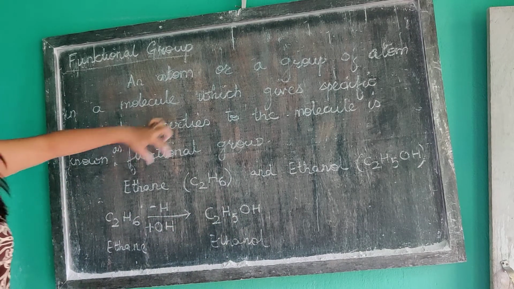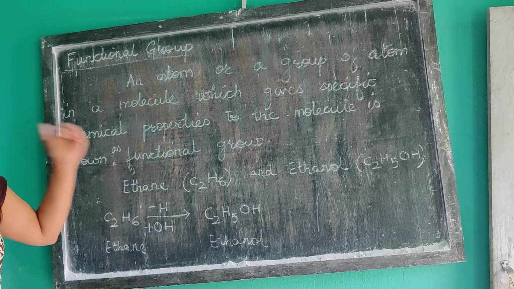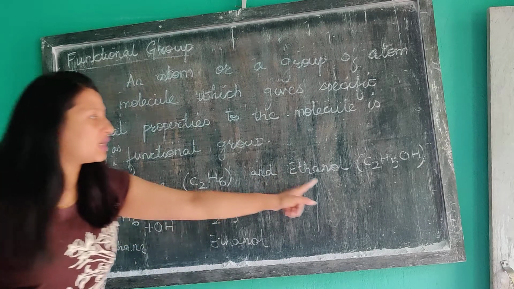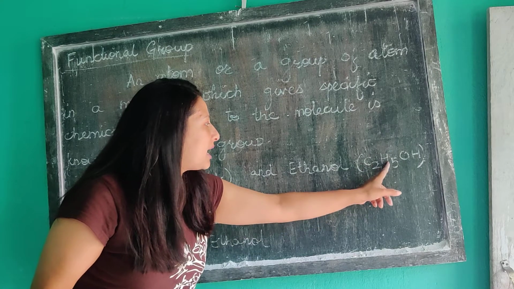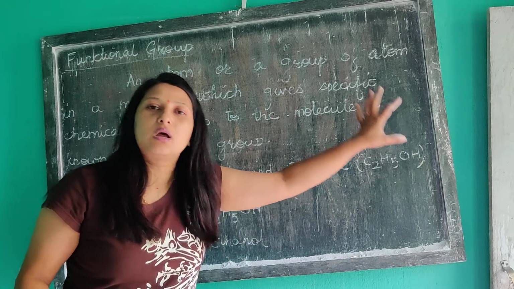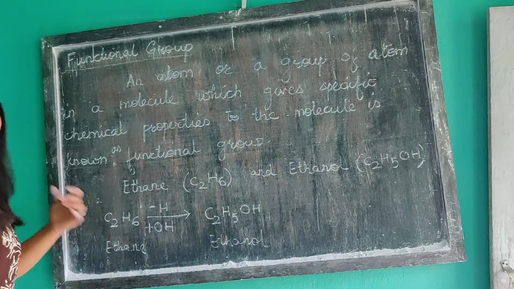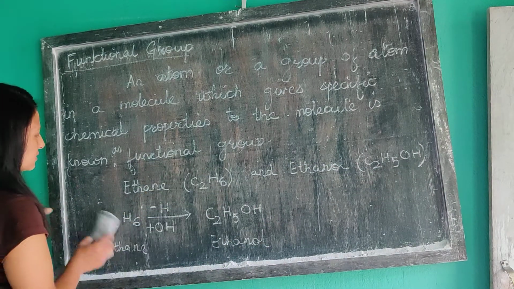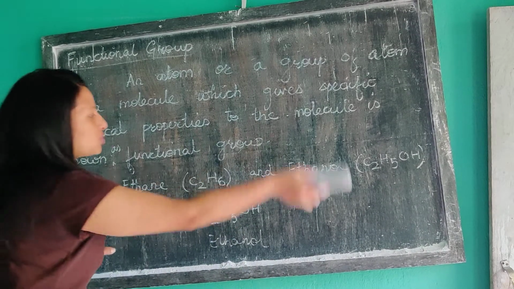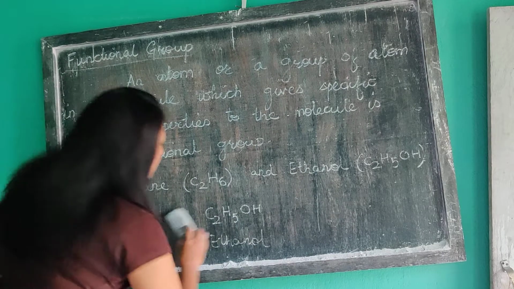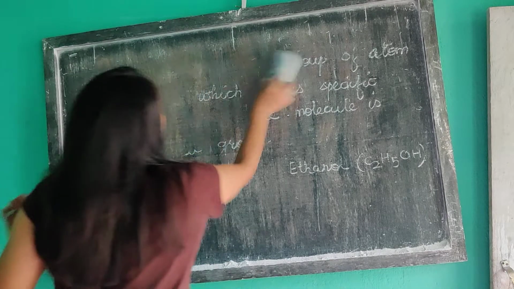And since ethane and ethanol are two different compounds, they will have different chemical properties. Why are they two different compounds? Because now in addition to carbon and hydrogen in ethanol, there is another heteroatom present, that is hydroxyl group. Okay, so let us see what are the differences between ethane and ethanol. Though ethanol is formed from ethane, still it is quite different from ethane.